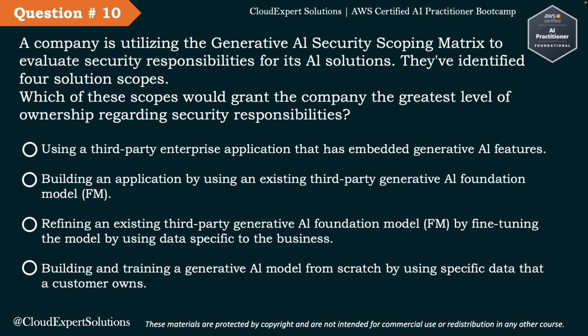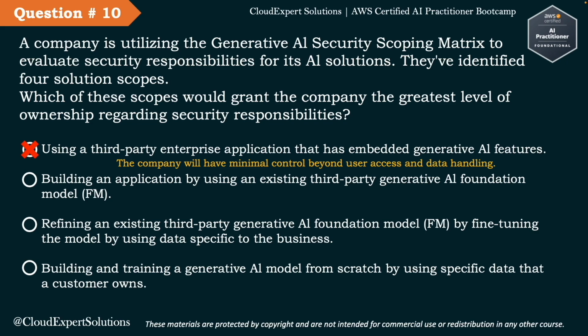A company is utilizing the generative AI security scoping matrix to evaluate security responsibilities for its AI solution. They have identified 4 solution scopes. Which of these scopes would grant the company the greatest level of ownership regarding security responsibilities? Let's review the options. Option number 1, using a third-party enterprise application that has embedded generative AI features. In this scenario, most security responsibility will lie with the third-party provider and the company will have minimal control, like user access and data handling. That is why this is not the correct option.